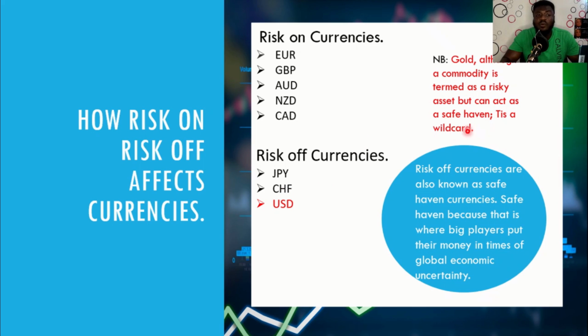Gold is a wild card because although it is a commodity, it is termed as a risky asset, but also it can act as a safe haven sometimes. There's a pointer here which says that risk off currencies are also known as safe haven currencies. Safe haven because that is where the big players put their money in times of global economic uncertainty.